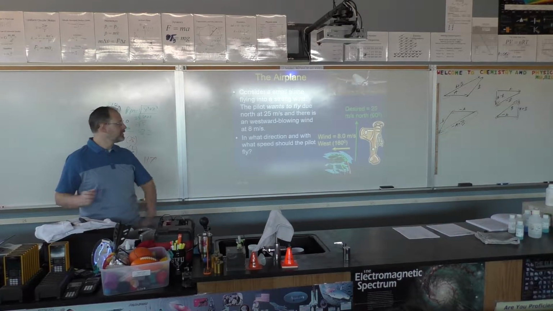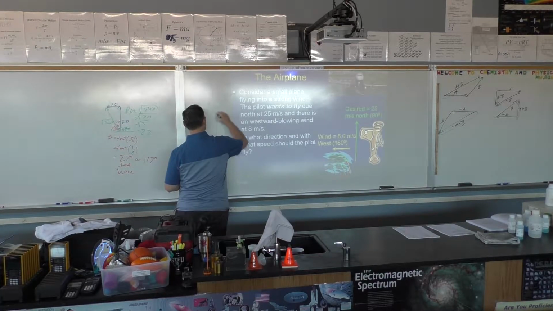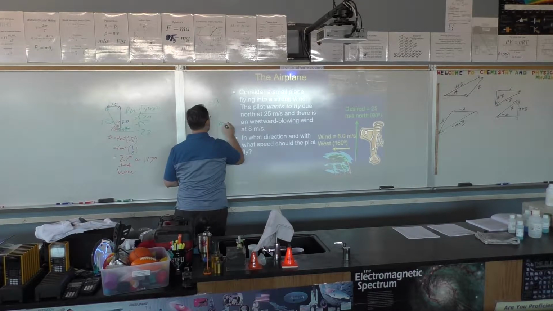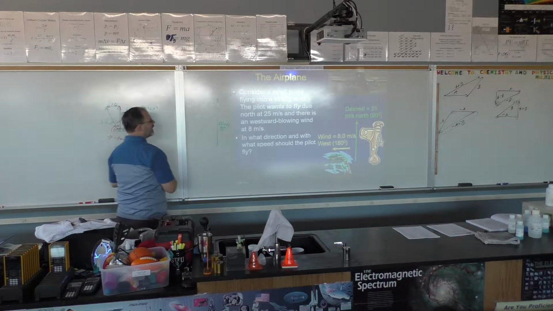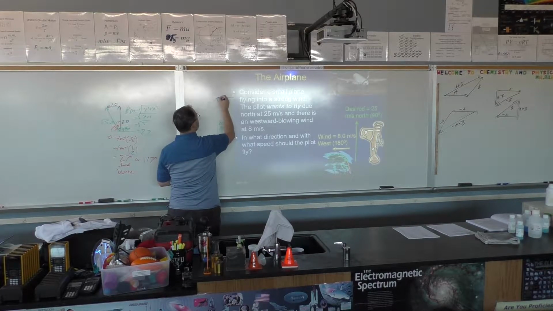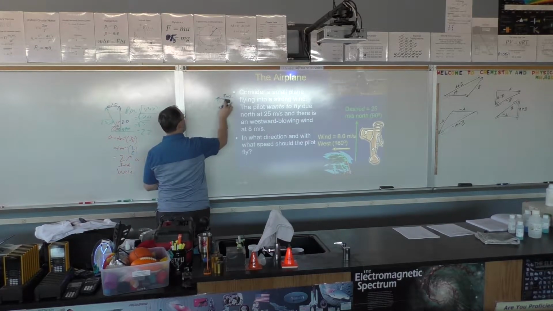The answer. Okay, so Daryl's got an answer. We have a north vector that we want to go. We want to go 25 meters per second at 90 degrees. We don't want to go anywhere else. But we do have to deal with a westward blowing wind that is 8 meters per second at 180 degrees.